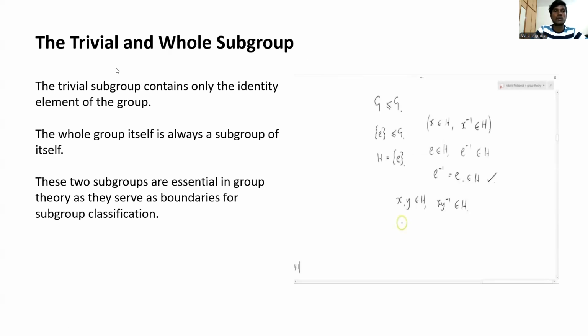The trivial and whole subgroup. The trivial subgroup contains only the identity element of the group. The whole group itself is always a subgroup of itself. These two subgroups are essential in group theory as they serve as boundaries for subgroup classification.